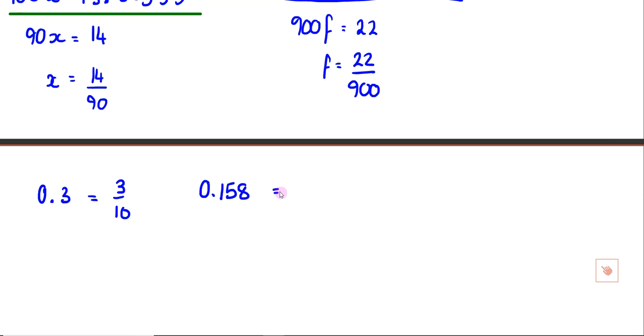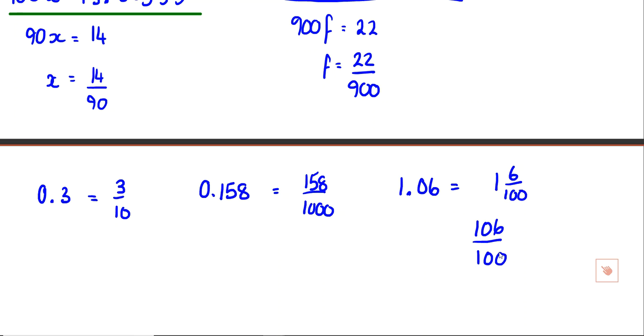What is 0.158 as a fraction? 158 over 1,000. What is 1.06 as a fraction? That's where it gets a bit confusing. It's 1 and 6 over 100, or 106 over 100, not 1,000.